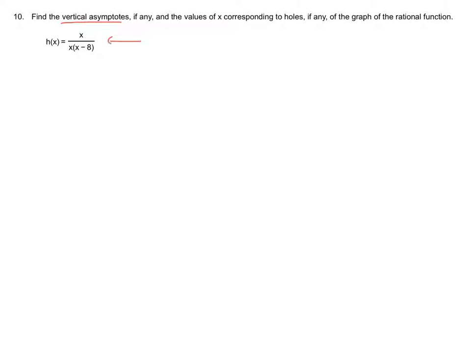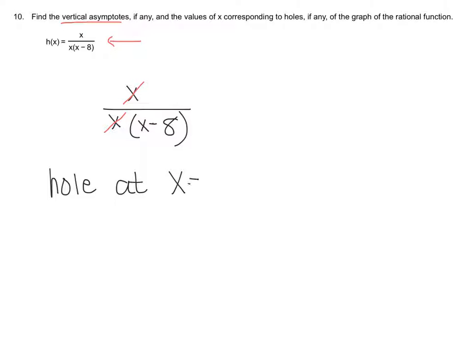If we look at this function, the numerator and denominator are both factored. Now, we want to see if we can cancel any like factors. And as you can see, I have an x on top and an x on the bottom. So those can cancel out. Whenever you cancel a like factor, that means that you'll have a hole on the graph. So there's going to be a hole at x equals 0.